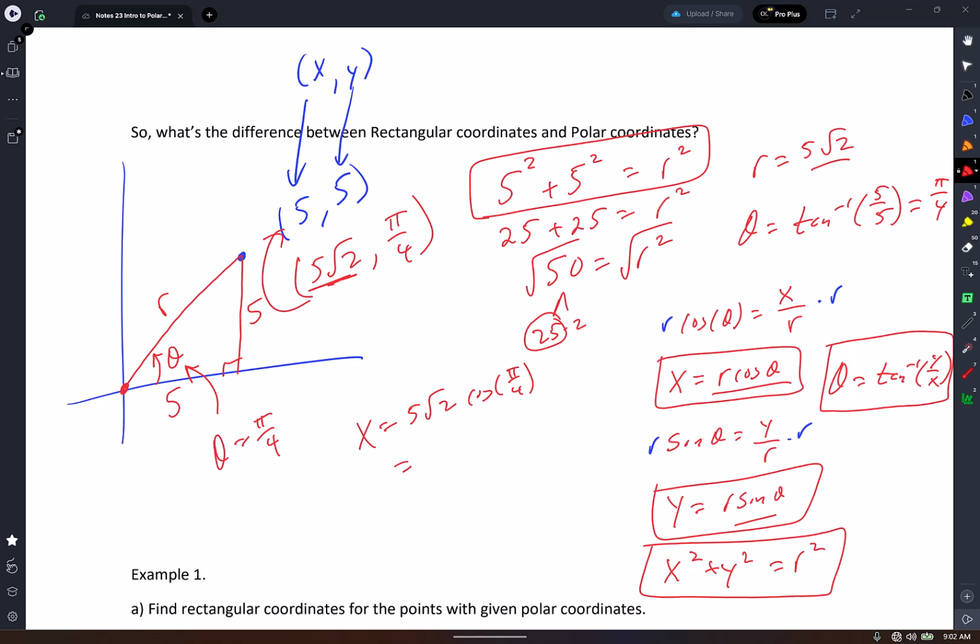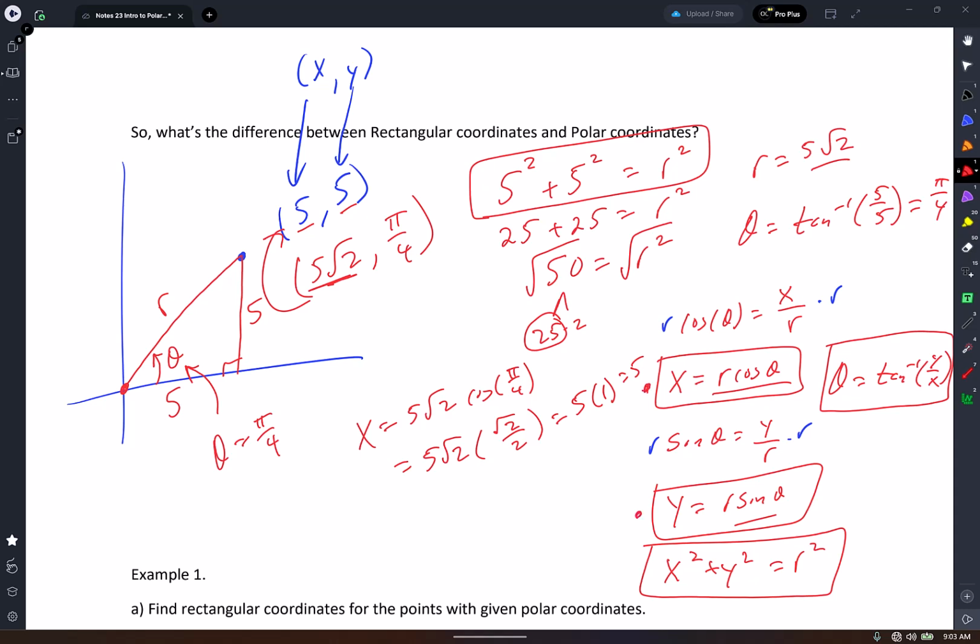I just want you to observe this. You don't have to write this down. 5 square root of 2 times cosine of pi over 4 is square root of 2 over 2 from the unit circle. Square root of 2 times square root of 2 is 2. And 2 divided by 2 is 1. So 5 times 1, and you get 5. So I would have gotten that 5, and same thing with the sine. Does that make sense, guys? So there it is. These are my 4 formulas, the main ones.